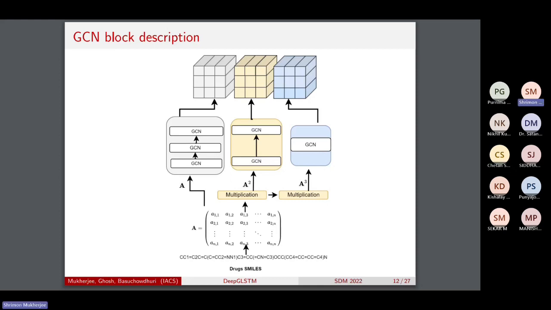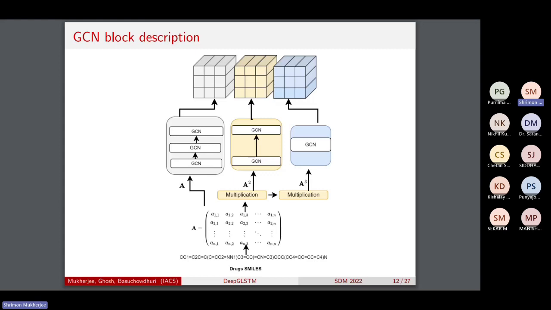Hello, I have a question. I heard you tried to explain why this A square is equivalent to having 2 hop information, but somehow I was not able to get it. So can you please explain once more?